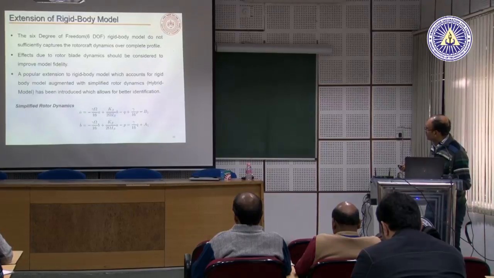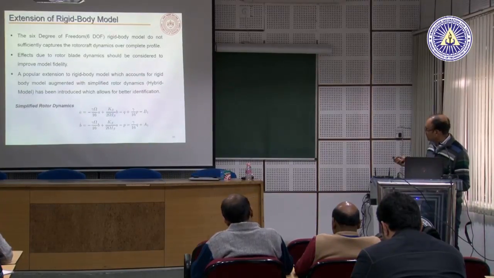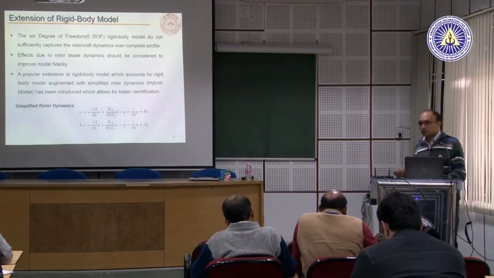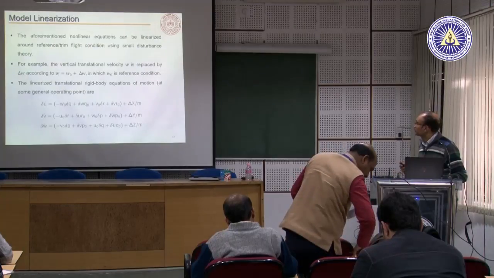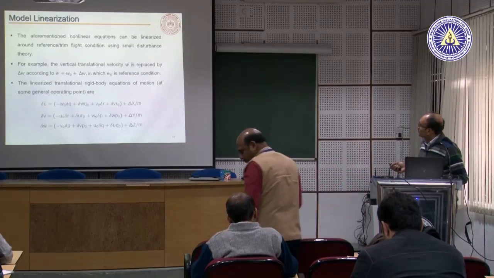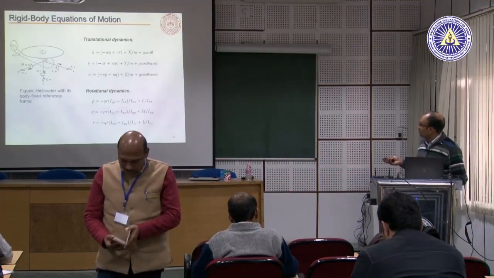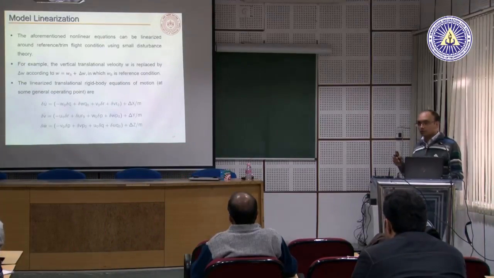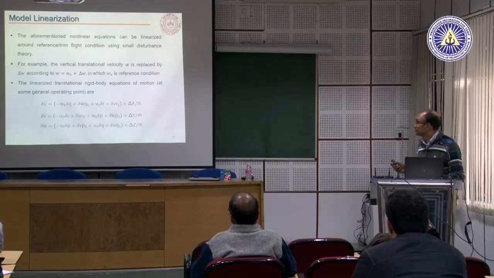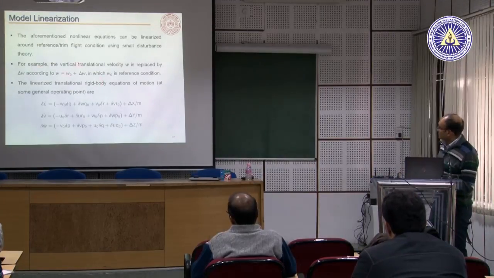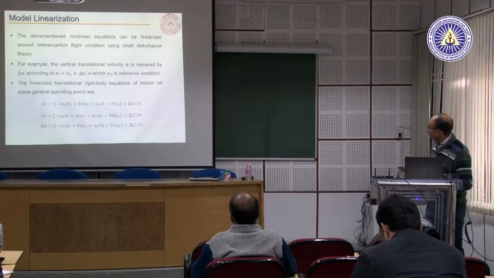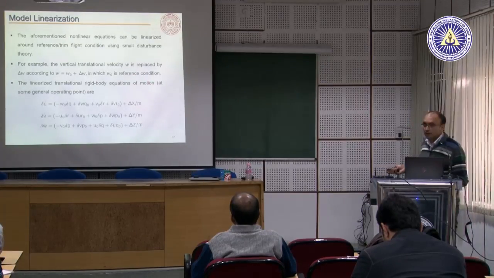This is the hybrid model, which accounts for the simplified rotor dynamics also. So now we have the 6 degrees, and we are bringing in 2 more degrees, which are the 2 corresponding flap angles. All the equations which we saw are non-linear, we know that, but we can linearize them. You have already gone through the linearization process with me. Just by giving a small perturbation, we can linearize the whole equation about some general operating point.